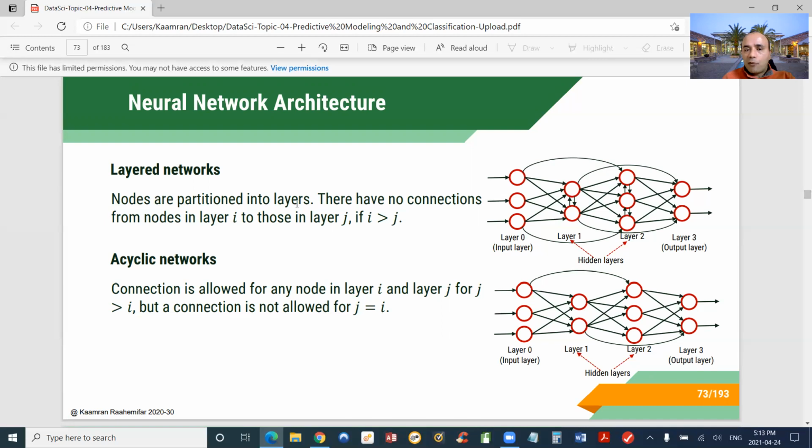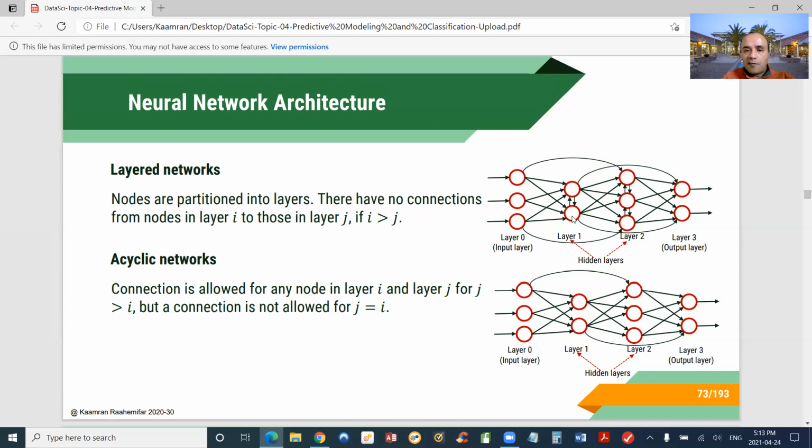Nodes are partitioned into layers, and there are no connections from nodes in layer I to those in layer J if I is greater than J. So for example, this is not quite the right description, because as you can see, we do have a connection here and a connection here. So this statement needs to be revised. But the entire idea is that this is a layered network. We have an input layer, an output layer, and hidden layers in between.